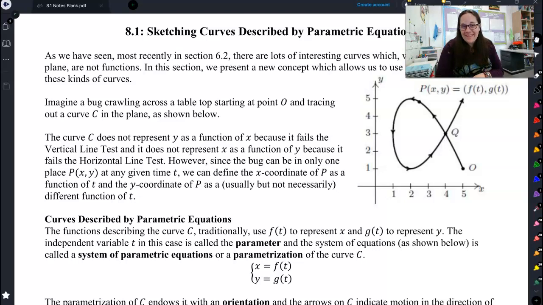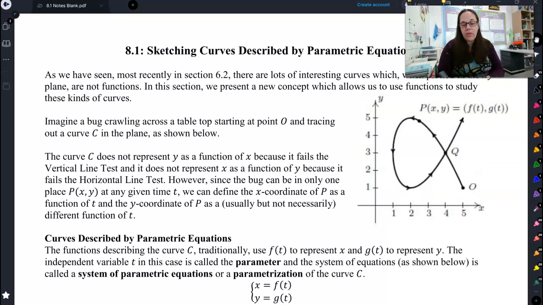Welcome to Chapter 8. Chapter 8 is all about something we call parametric equations. So let's start by introducing what those are. Now, as we've seen most recently in section 6.2 when we graphed polar coordinate curves, there are a lot of graphs out there that are not functions, meaning they don't pass the vertical line test. However, parametric equations allow us to think of these weird looking graphs as functions.